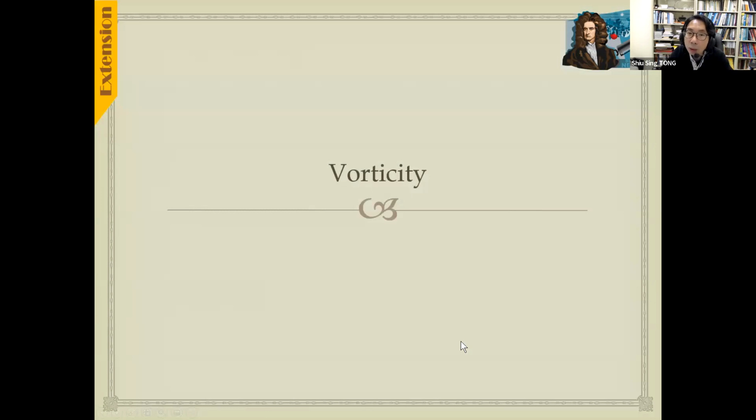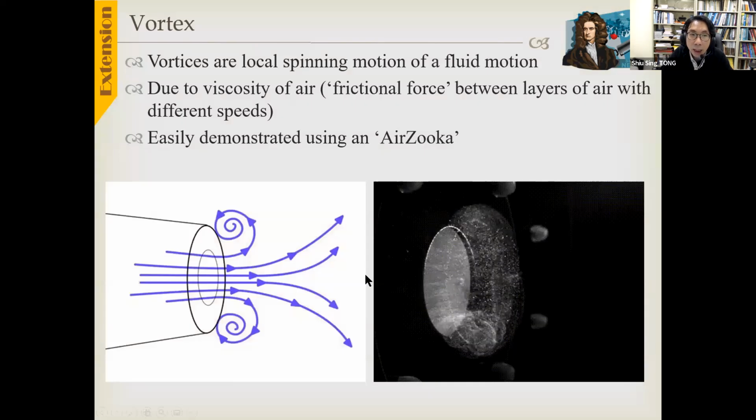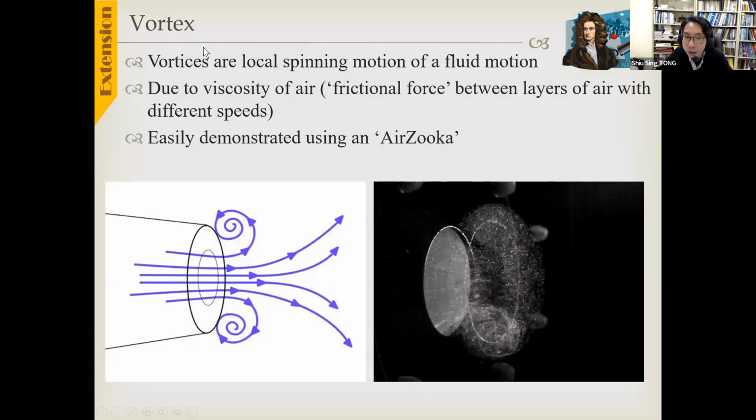Now we have a small extension, which is called vorticity. Vorticity involves a very complicated phenomenon, which I will not test you on in an exam. I just want you to know that it is there. I just want to show you this interesting phenomenon by using a simple, interesting experiment of an air gun. This is an air cannon, a so-called vortex cannon.